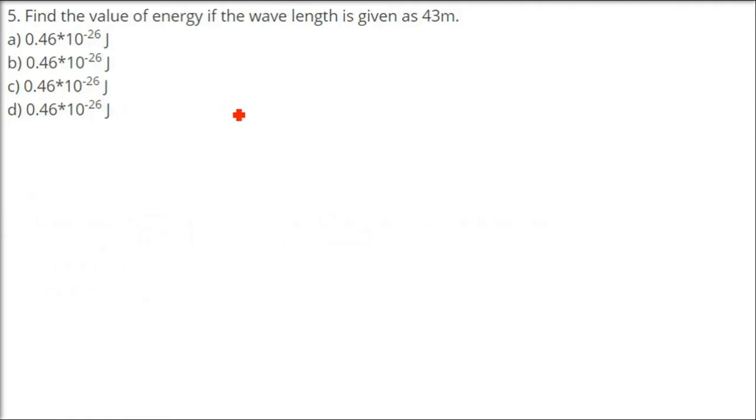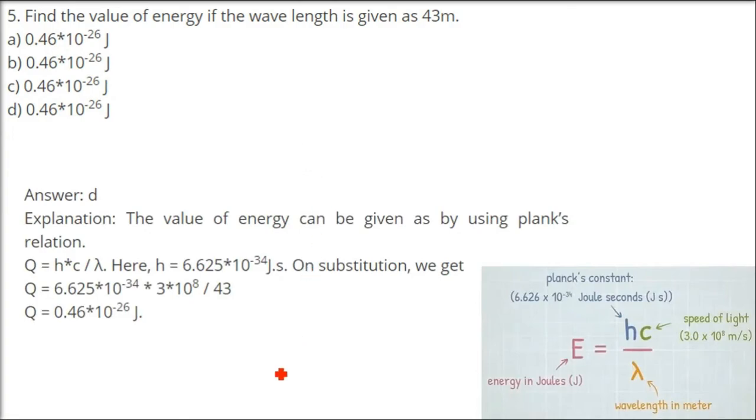Find the value of energy if the wavelength is given as 43 meter. Now this formula you have to keep in your mind, because it is going to come again and again. This is E equals hc by lambda. Energy we can represent by Q also. H is Planck's constant, 6.626 or 6.625 into 10 to the power minus 34, in joule second. C is the speed of light, 3 into 10 to the power 8. Lambda will come in meter, it's given already as 43 meter. Energy will be in joule.